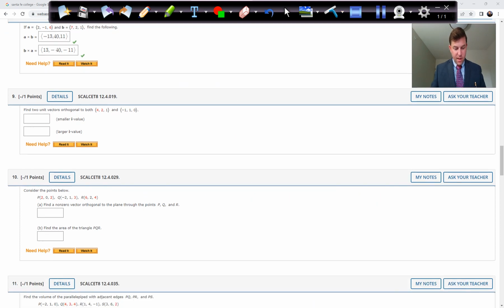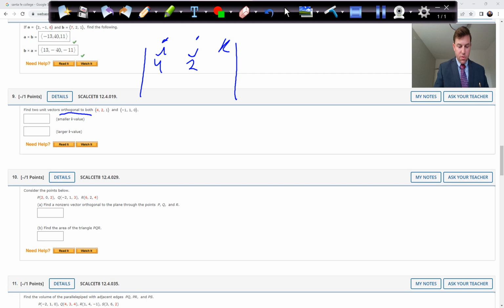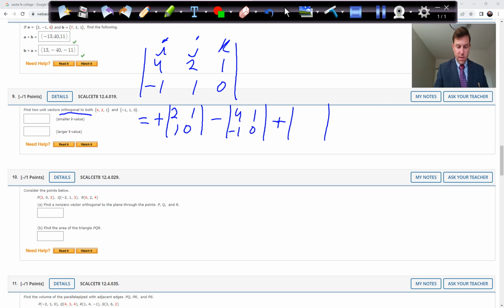Okay, problem 9, we've got find 2 unit vectors orthogonal to both. So 2 unit vectors orthogonal to both. That just says take a cross product. So I just have to take a cross product. The answer will be orthogonal to the other 2 vectors between 4, 2, 1 and minus 1, 1, 0. So this is going to equal plus determinant minus determinant plus determinant. Cover up I, 2, 1, 1, 0. Cover up J, 4, 1, minus 1, 0. Cover up K, 4, 2, minus 1, 1.